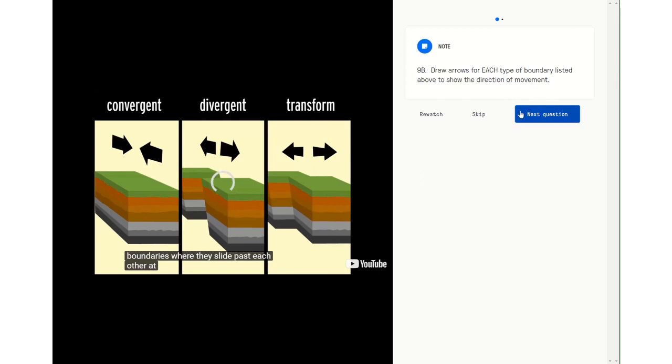Don't worry about this question. I just want you to notice the difference between the three. So convergent, if you take your hands and form them like a fist. Convergent, you're bringing your fists together and almost crunching them upwards. Divergent, you're pulling your fists apart. And transform, your fists are sliding past each other. Which one do you think is going to result in an earthquake?